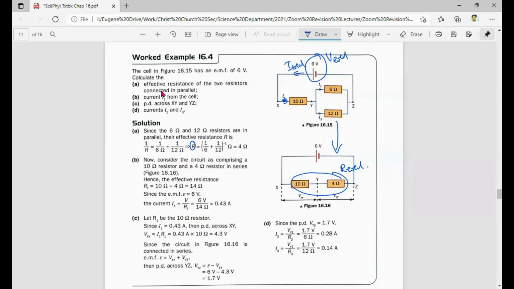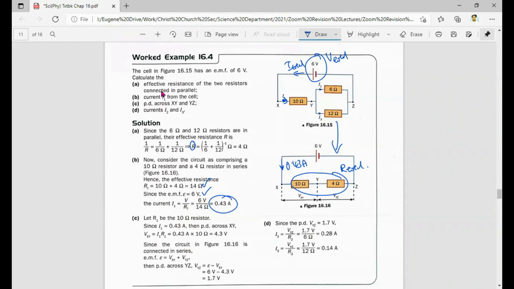So in actual fact, I know R total is just 14. I know V total, which is 6. So to find I total, you just take V total divided by R total, 6 over 14, 0.43. So I know the current flowing through here, 0.43 ampere.